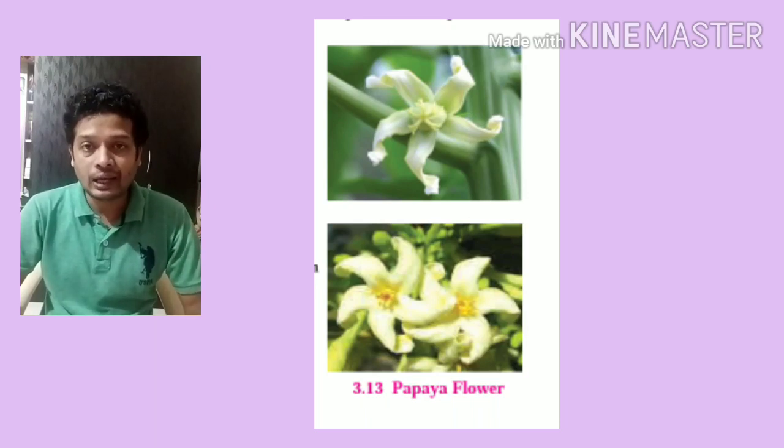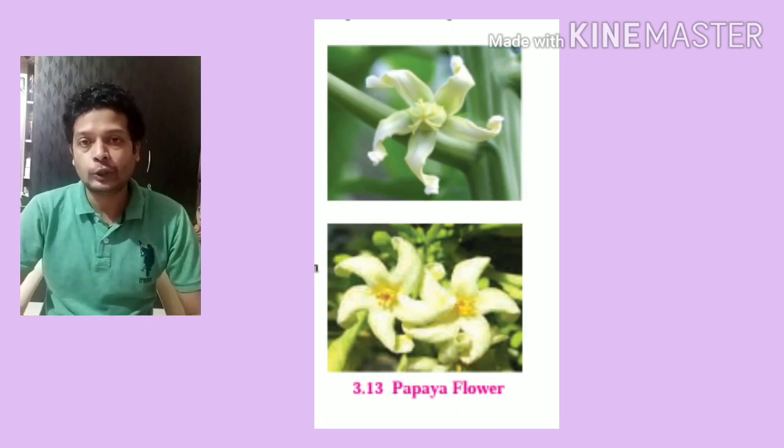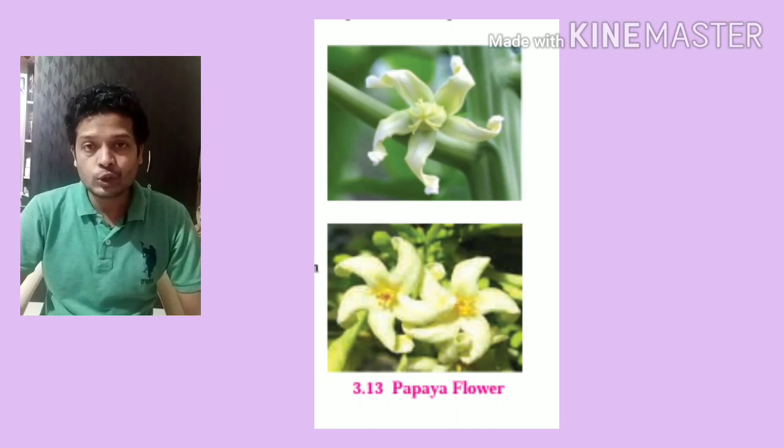Same way, plants are also unisexual or bisexual. If a plant has both androecium and gynoecium on the same plant and the same flower, it is said to be a bisexual plant. And if a plant has either androecium or gynoecium growing in its flower, it is said to be unisexual or monoecious.